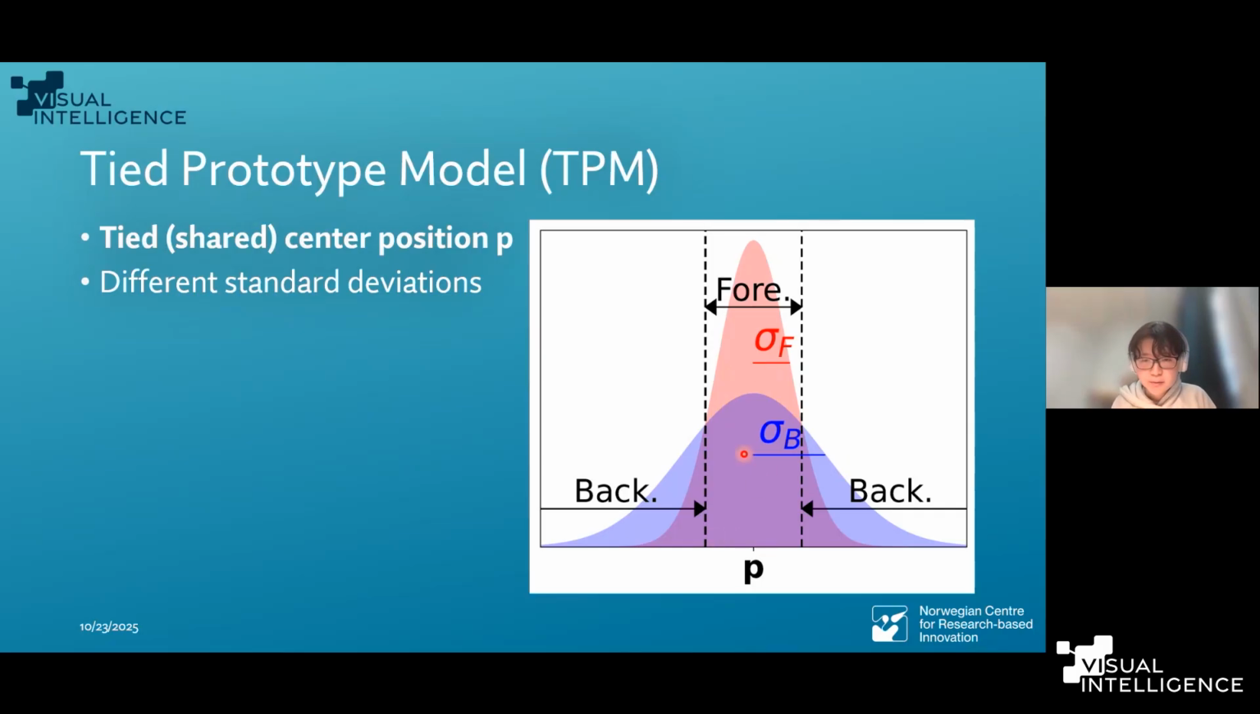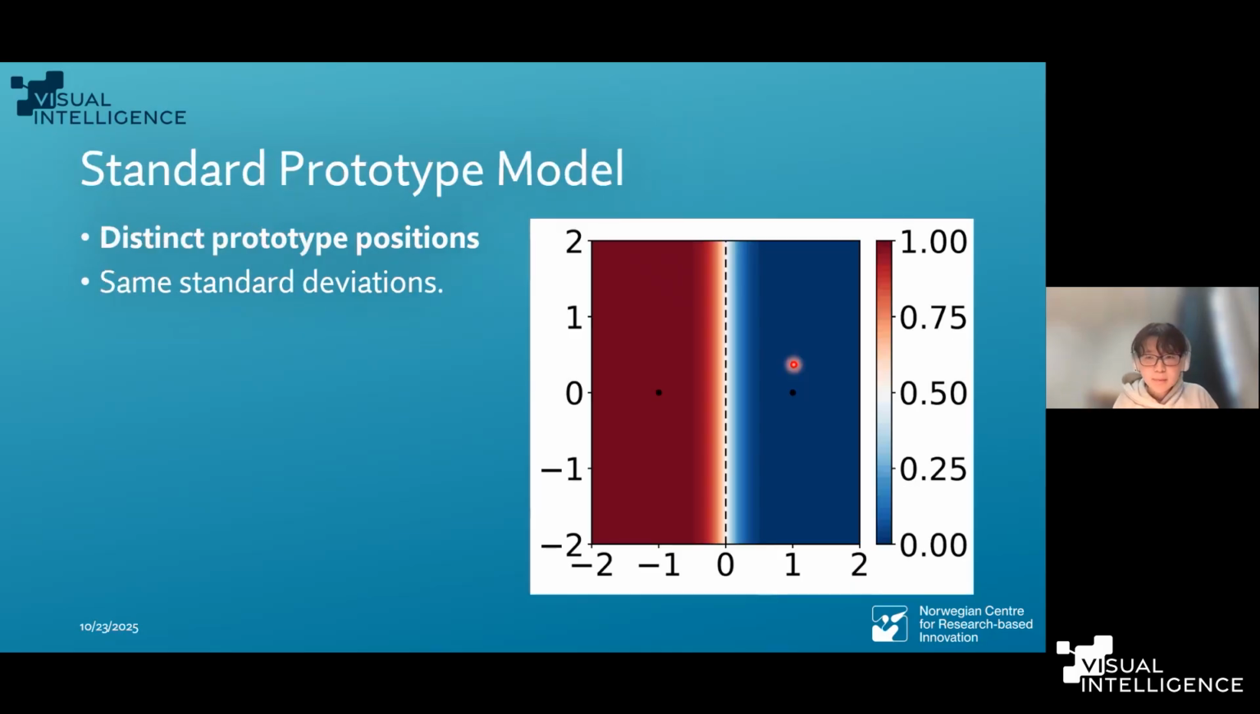So in this one-dimensional example, both foreground and background classes share the same prototype, but we assign a smaller standard deviation parameter for the foreground class. And recall that the standard prototype model assigns distinct prototype locations to the foreground and background classes. Because of this, we achieve directional separation instead of IO separation.